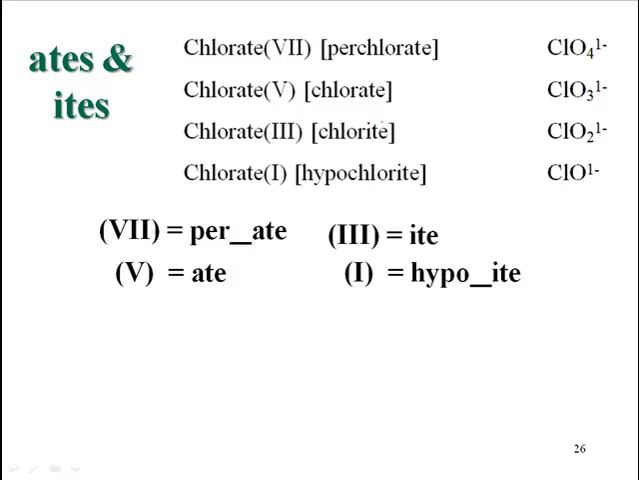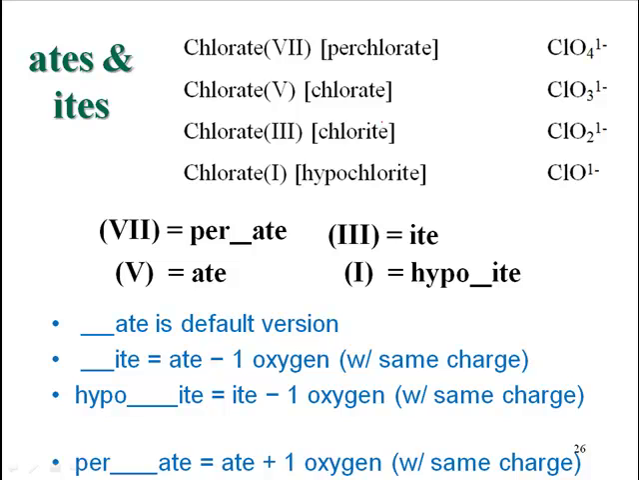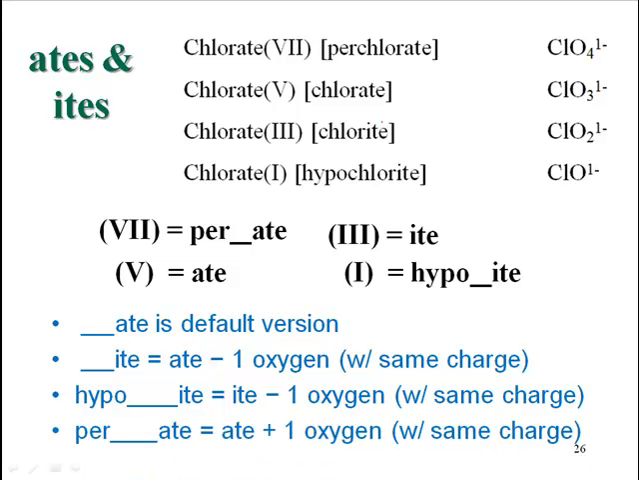Those are, again, the roots of the prefixes. And again, the Roman numerals here. Ate is the default version. Ite is ate minus 1. Hypoite is ite minus 1. And per ate is ate plus 1. The oxygen will always have the same charge on all of these. Yes?